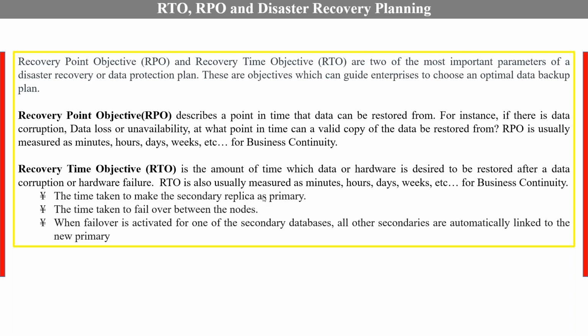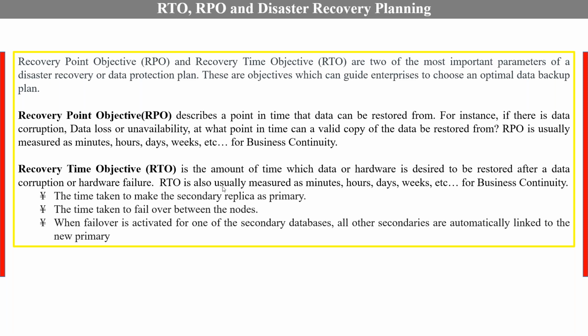So when we go for RPO, or recovery point objective, it describes the point in time that data can be restored from, up to what time you can recover the data if something goes wrong. That will be decided by the RPO. To protect RPO, we take backups on an hourly, daily, weekly, monthly basis, whatever basis you choose, to fulfill RPO. Till what time you can recover the data if something goes wrong is decided by the RPO, sir.